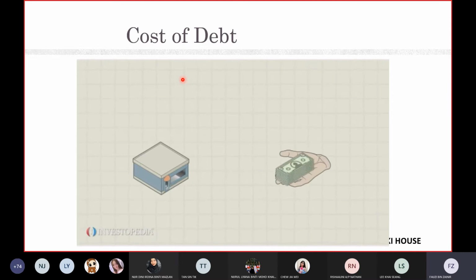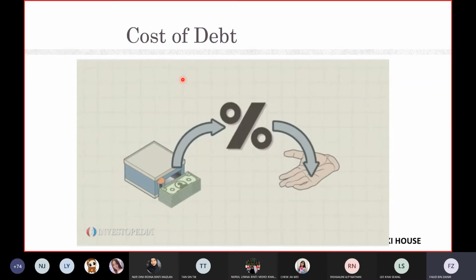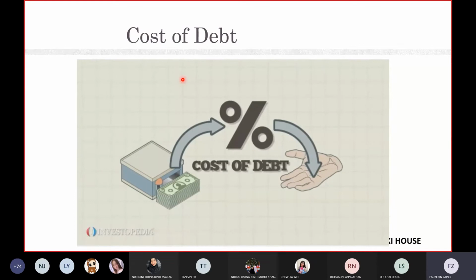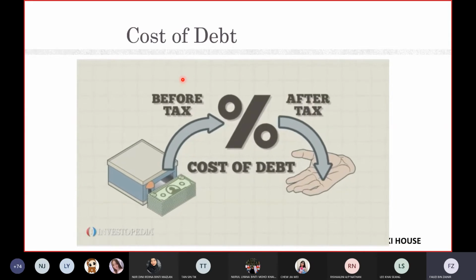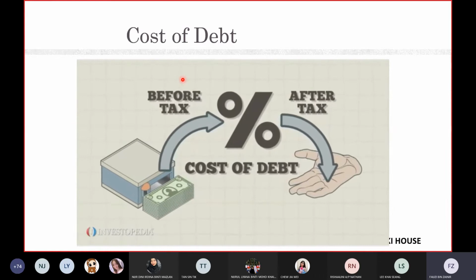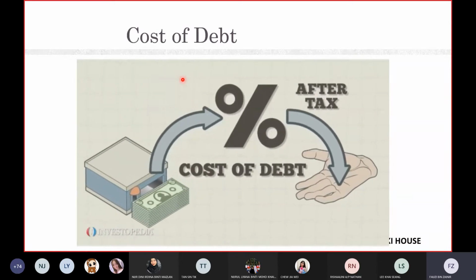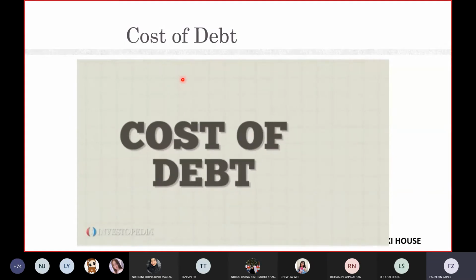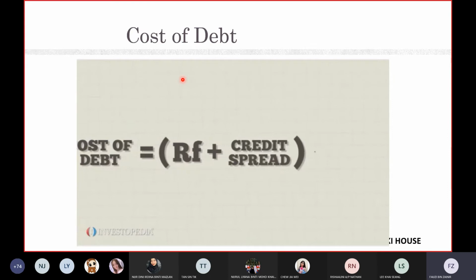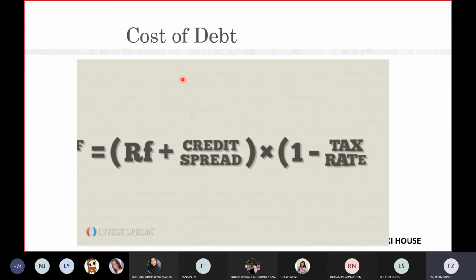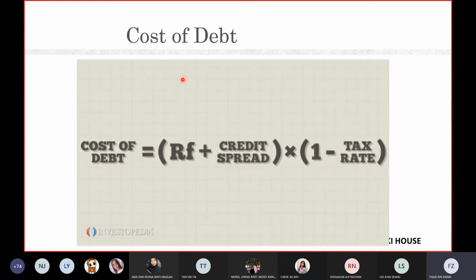Cost of debt is the interest a company pays on its borrowings. It is expressed as a percentage rate. In addition, cost of debt can be calculated as a before-tax rate or an after-tax rate. Because interest is deductible for income taxes, the cost of debt is usually expressed as an after-tax rate. The formula for the cost of debt is the sum of the risk-free rate plus the credit spread, times 1 minus the tax rate.